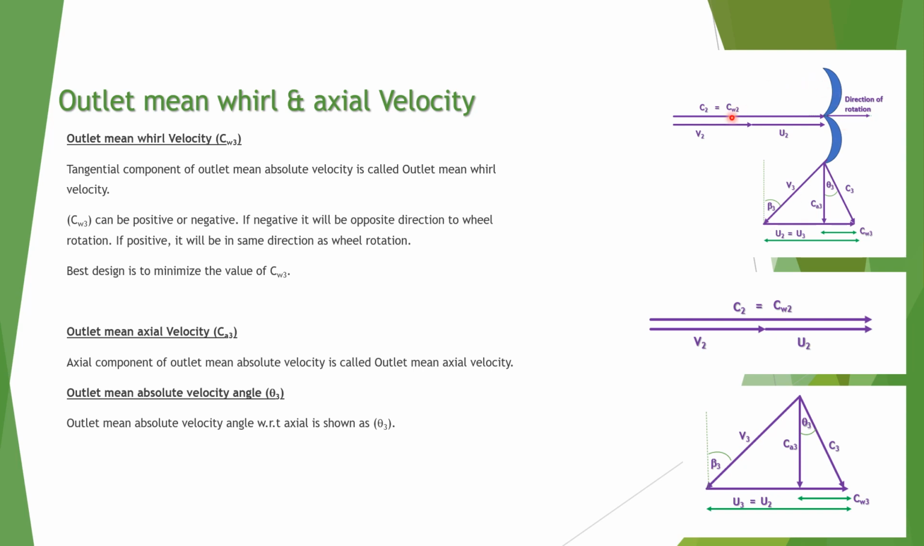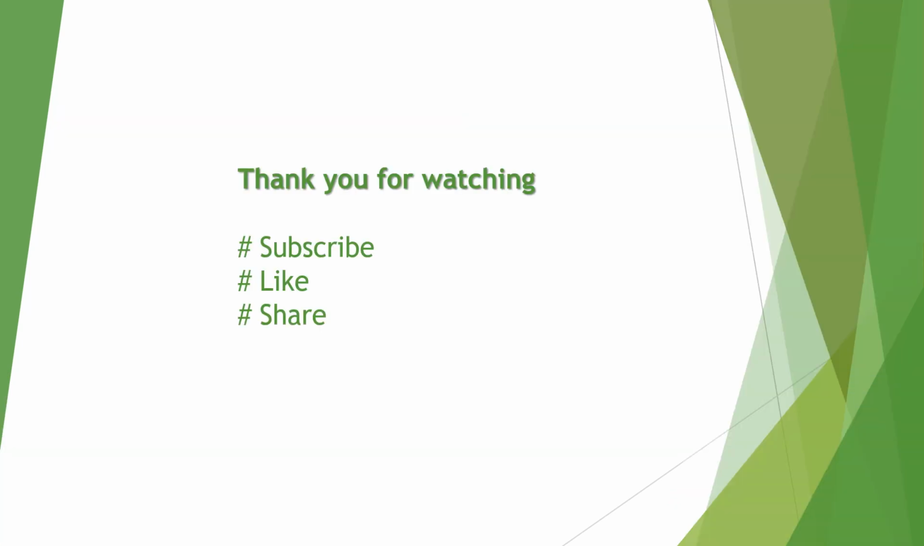So this is a combined velocity triangle. This is the inlet and outlet velocity triangle. You can separate it: this is the inlet velocity triangle and this shown here is the outlet velocity triangle. So this is all about the inlet and outlet velocity triangle of the Pelton wheel turbine.